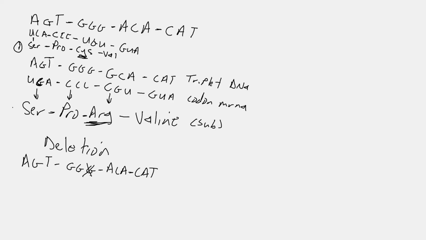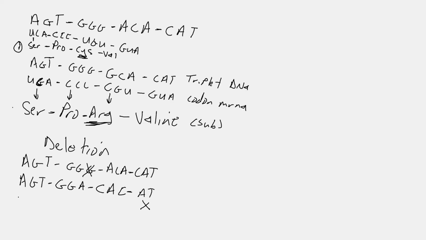Now, once I delete this G, we have a problem. Remember that our triplets have to be read in threes. So AGT, that's 3. But the next 3 becomes GGA, and the next one after that becomes CAC. And then at the end, I'm left with A and T by itself. So this codes for nothing at all.